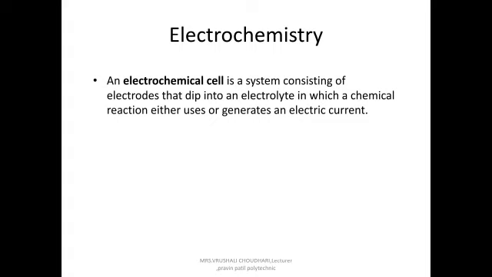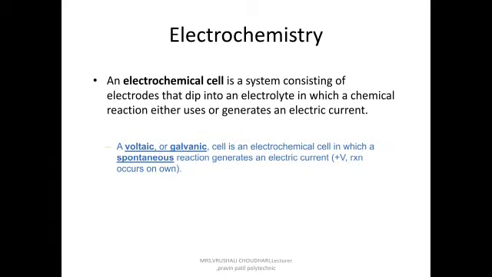An electrochemical cell is a system consisting of electrodes that dip in an electrolyte, in which a chemical reaction is either generated or used. A voltaic cell or galvanic cell is an electrochemical cell in which a spontaneous reaction generates an electric current. It is called a galvanic cell or voltaic cell.